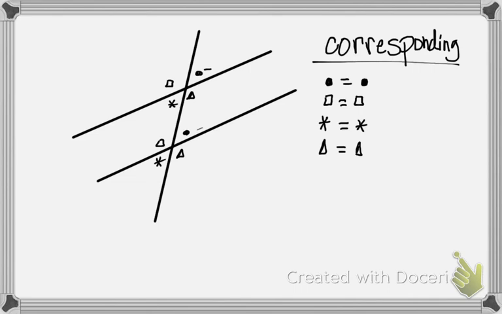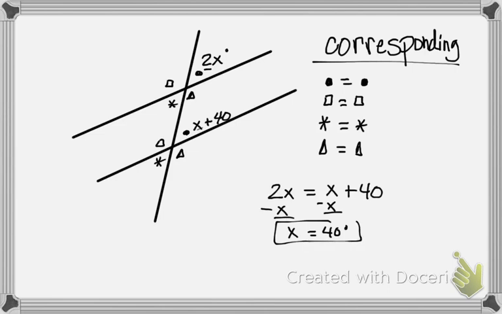Okay, so corresponding angles, that's your very first type that you have. For example, if this was maybe 2x degrees, and your other spot, your other dot was maybe x plus 40. Okay, what we could do is we could say, well, we know that those are equal to each other, so we could say 2x is equal to x plus 40. All right, and then we could solve this by subtracting x, and you get that x is equal to 40 degrees. Okay. All right, so that's our first type.